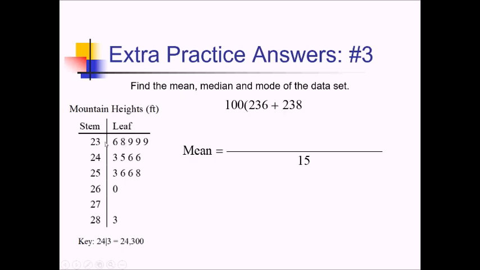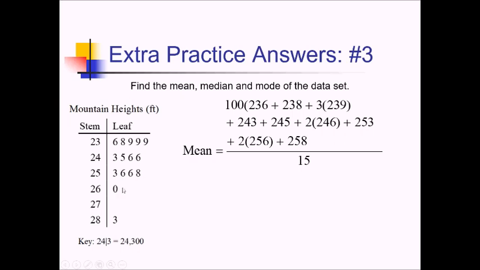And then we have 3 of these 239s. So I'm just going to write 3 times 239 rather. And then we have a 24 and a 3, so 243 plus 245. 2 times 246. No point in writing that twice. Then we have 253, 2 of these 256s, and a 258. We have a 260 right here.